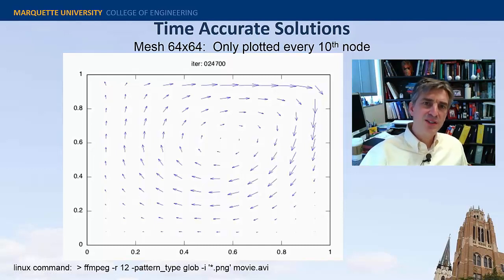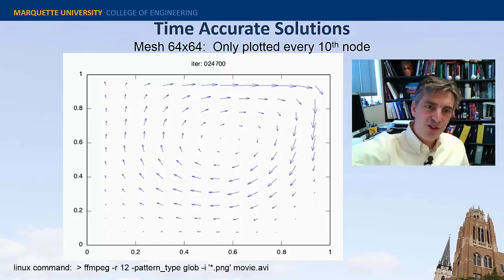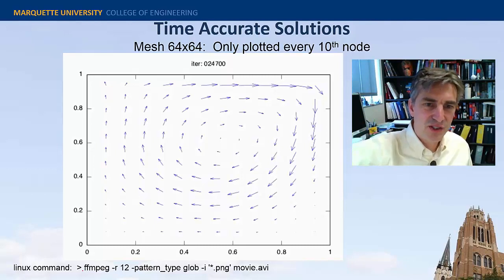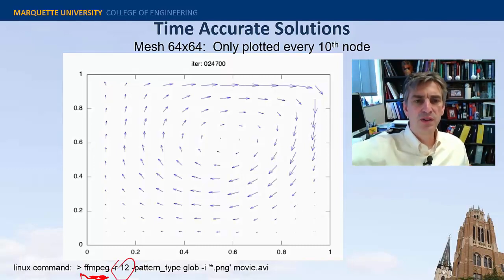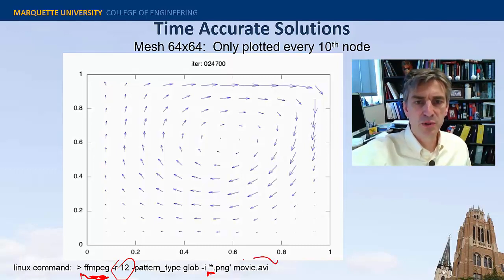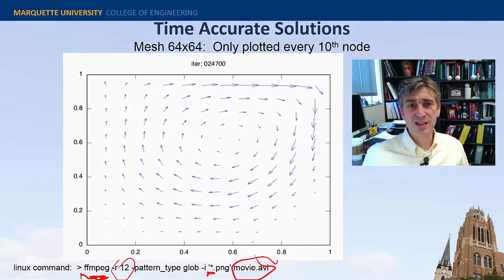All right, and if you wanted to know, I made this movie using a Linux command. This is a one-liner in Linux. This is why you gotta love Linux. It's this ffmpeg command, and it says give me 12 frames per second using a pattern, input files for every PNG file in the directory, create me a movie AVI. So you don't have to buy software to do this stuff, right? You just download it for free and run it on a Linux or Linux emulator window.